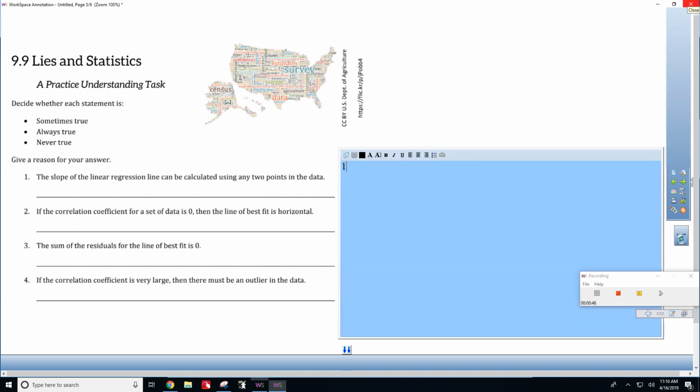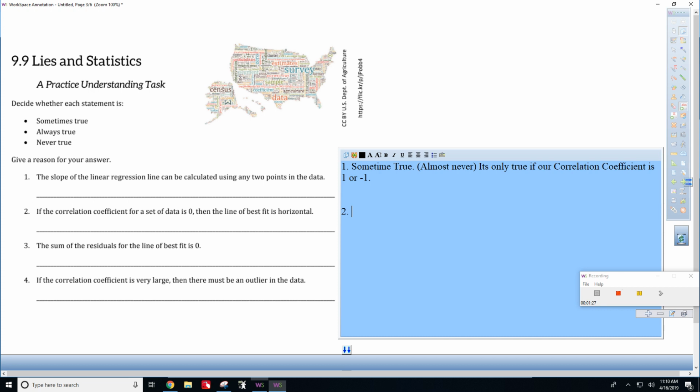All right, number one. The slope of the linear regression line can be calculated using any 2 points in the data. Well, this is sometimes true, but it's almost never true. It's only true if our correlation coefficient is 1 or -1, meaning only if our regression line is a perfect line would that be a good way to find the slope of your linear regression line.